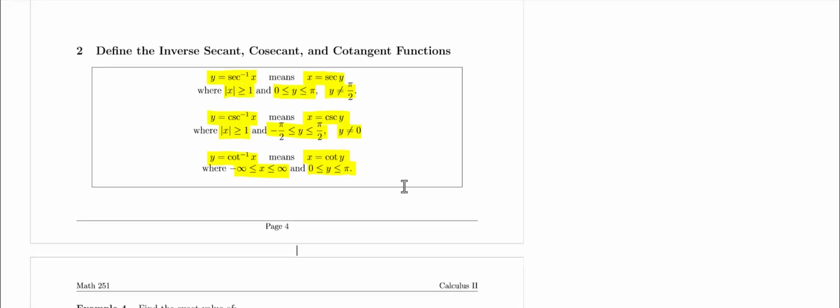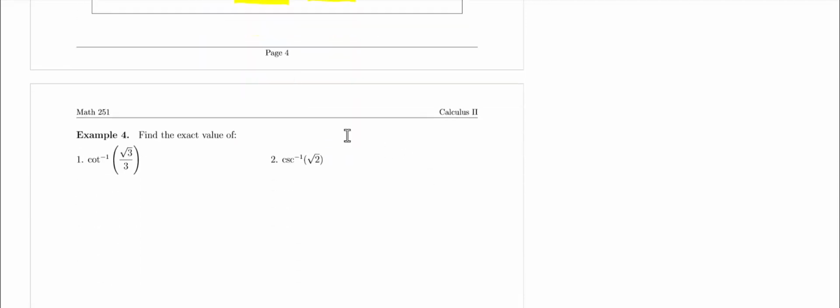Now lastly, we have that y equals the cotangent inverse of x if x equals the cotangent of y, where x is all real numbers and y is restricted to be greater than or equal to 0 and less than or equal to pi. Now we won't be going into much detail with these inverse functions. They are not that commonly used, but it is still worthwhile to go over the definitions and one or two examples. So let's take a look at one example.